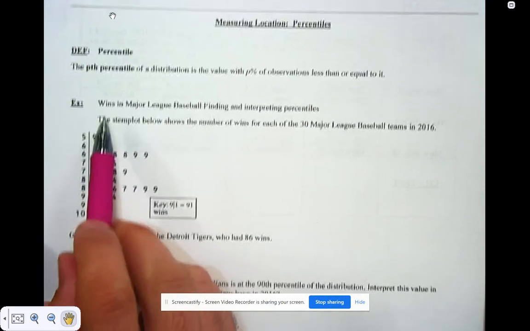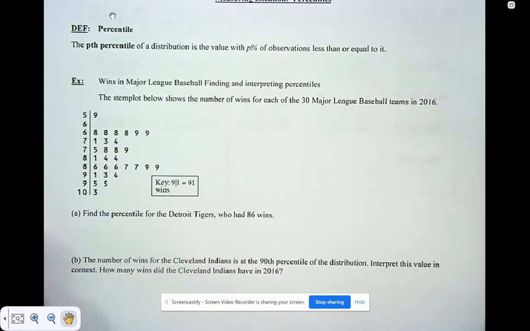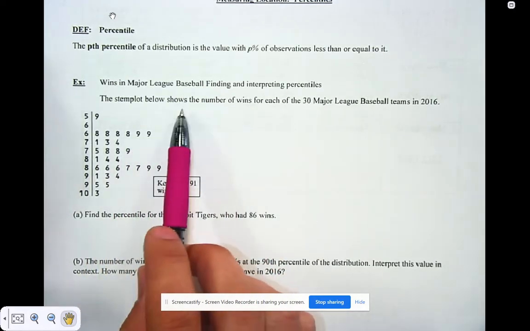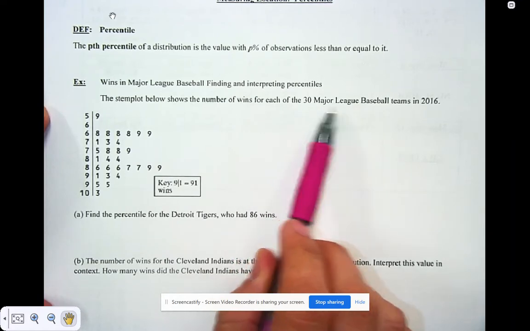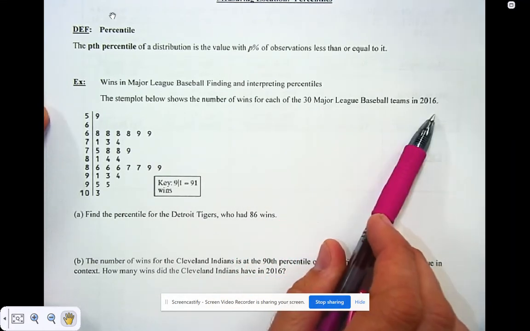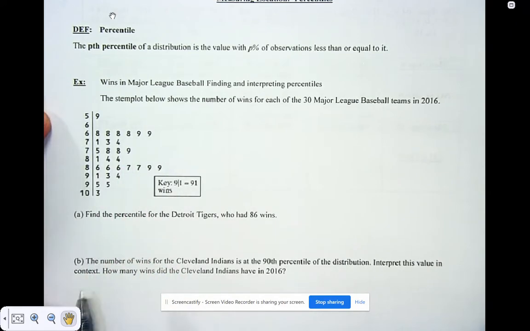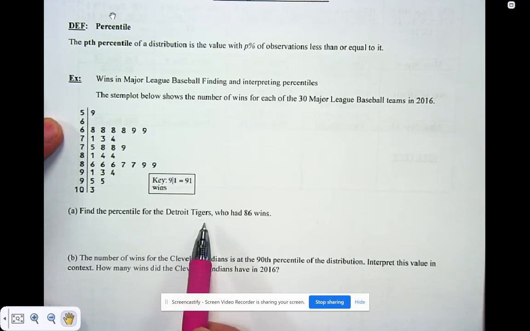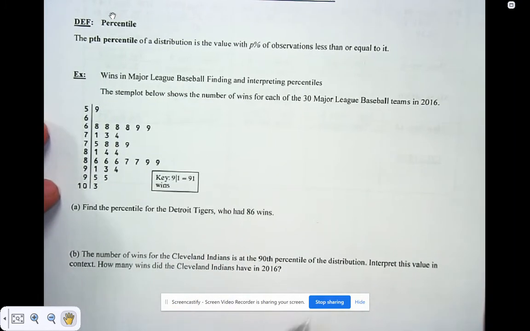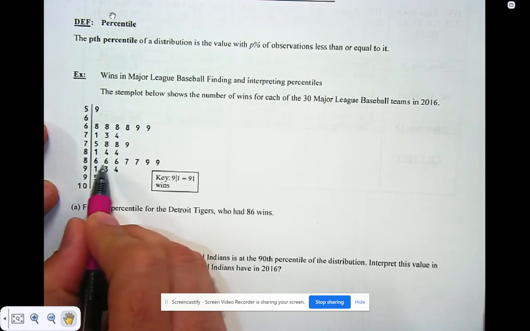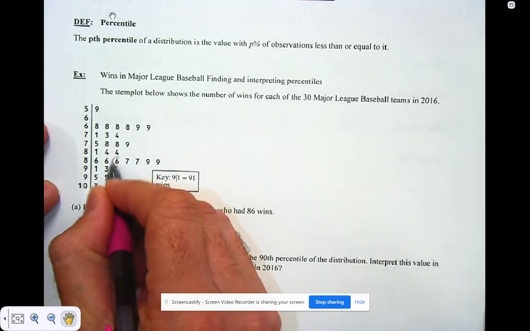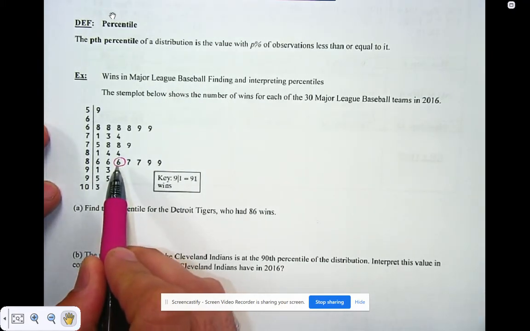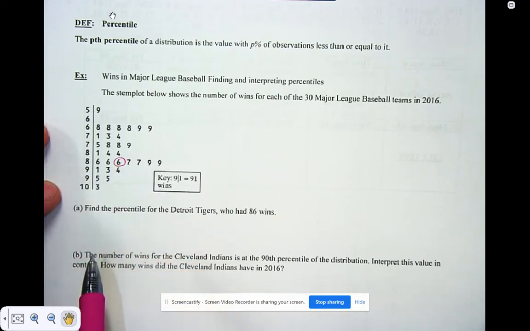Okay, so given this stem plot, which now we're familiar with, you've got wins in Major League Baseball, finding and interpreting percentiles. The stem plot shows number of wins for each of the 30 Major League Baseball teams in 2016. They include their key as always, and let's find the percentile for the Detroit Tigers, who had 86 wins. So simple stuff. We'll go to 86. Now there's clearly three of them. So let's take this guy, and we're going to count how many teams out of the 30 scored the same or less, with 86 wins.